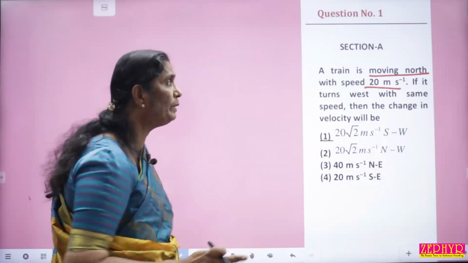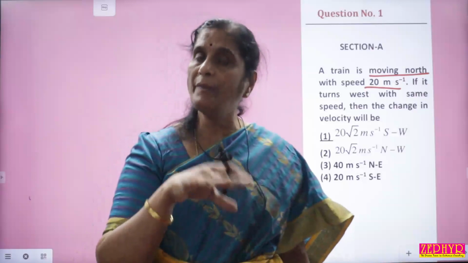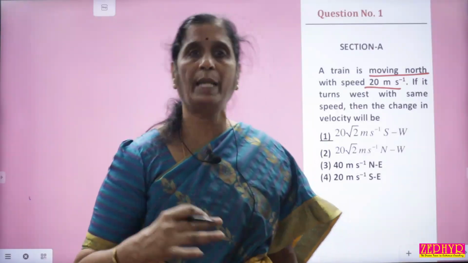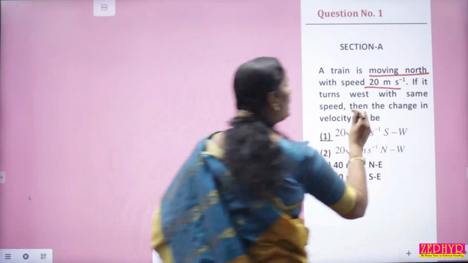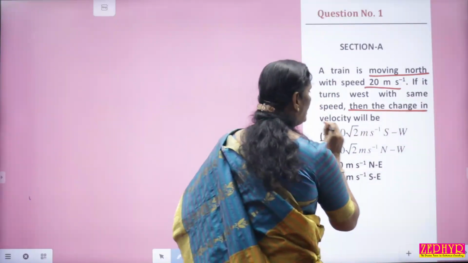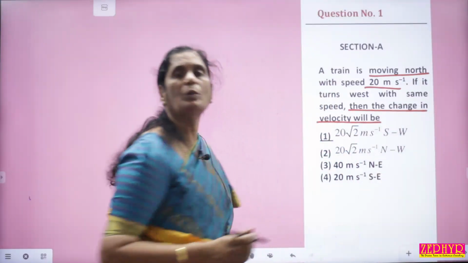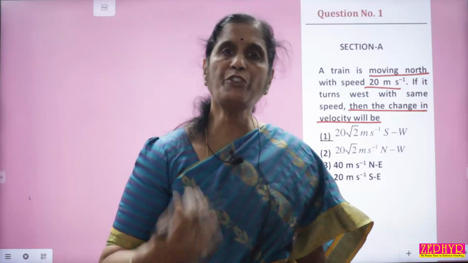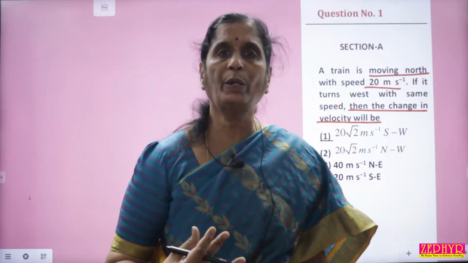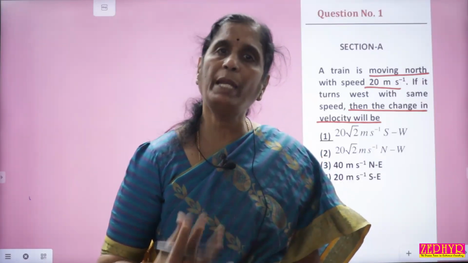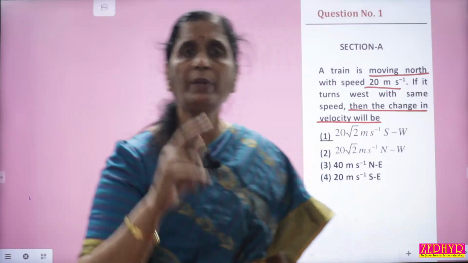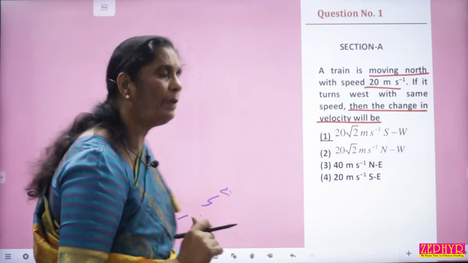So first it was moving with 20, and after that it is having a turning. Then also it is moving with the same speed. So we want to know what is the change in velocity. So first you should have an idea about how to find out change in velocity, what is the meaning of change in velocity. For that we have to draw the diagram, then only we can understand.